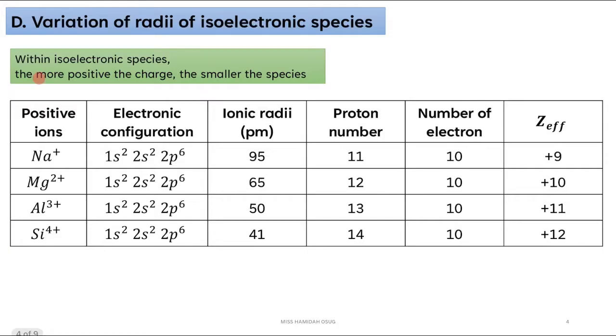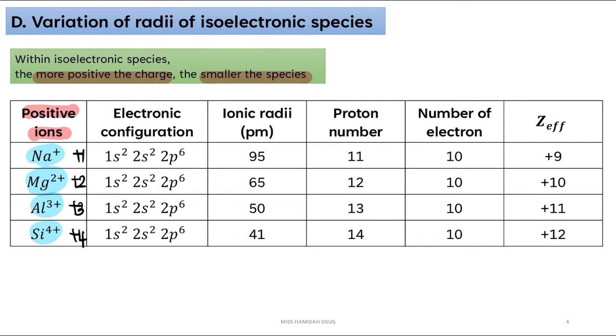Let's take a look at the first case. The more positive the charge, the smaller the species. So let's take a look at the positive ions there, in which the charge for each of them is positive 1, positive 2, positive 3, and also positive 4. So in other words, positive 4 is the most positive charge in this case.